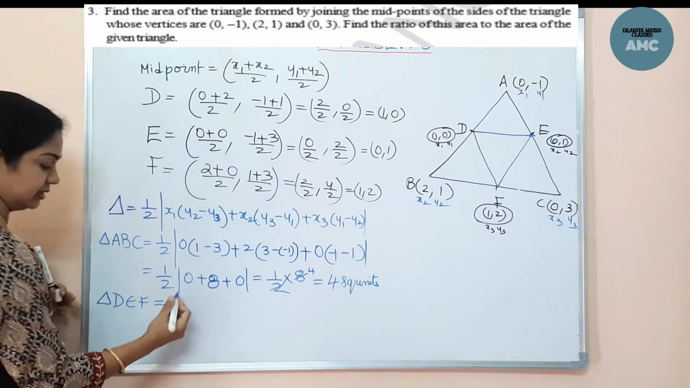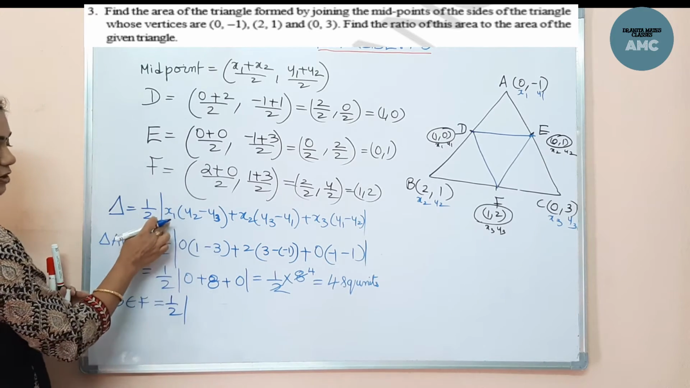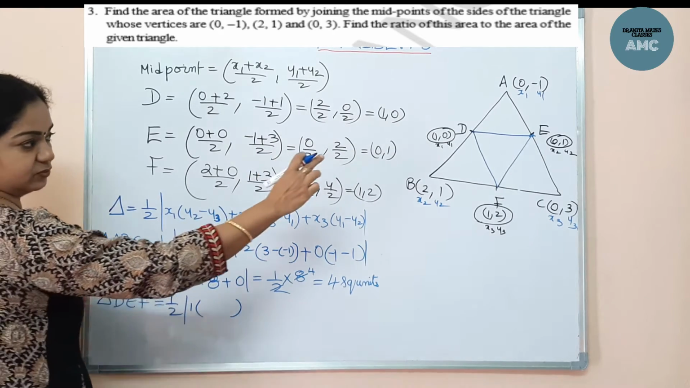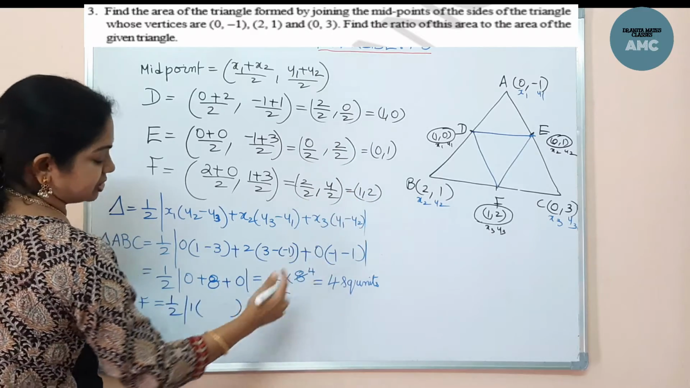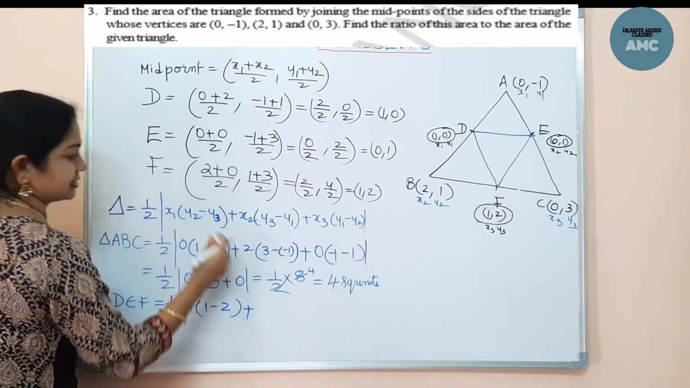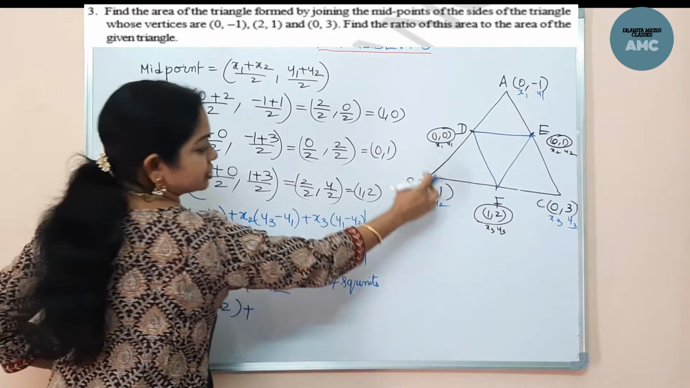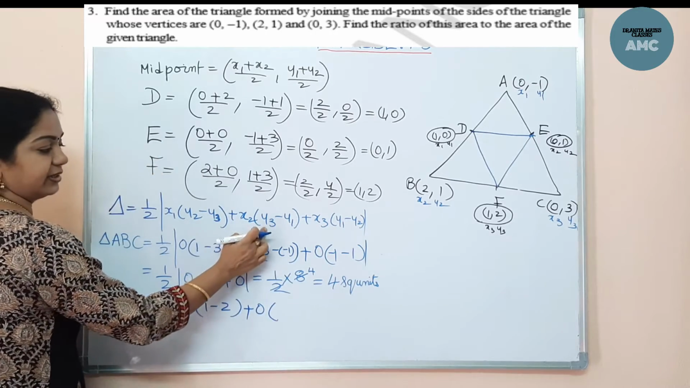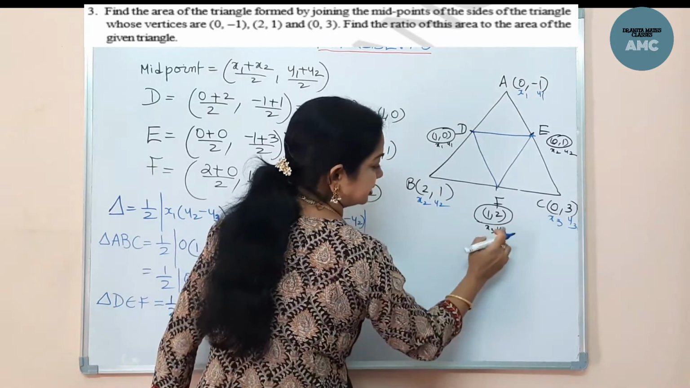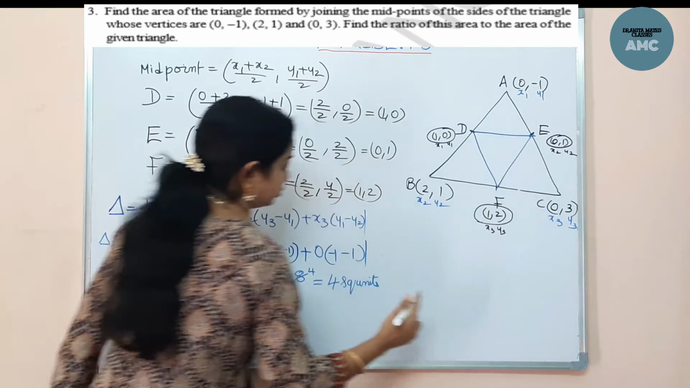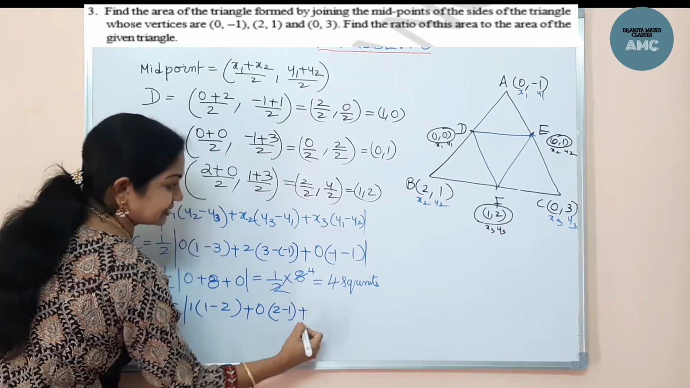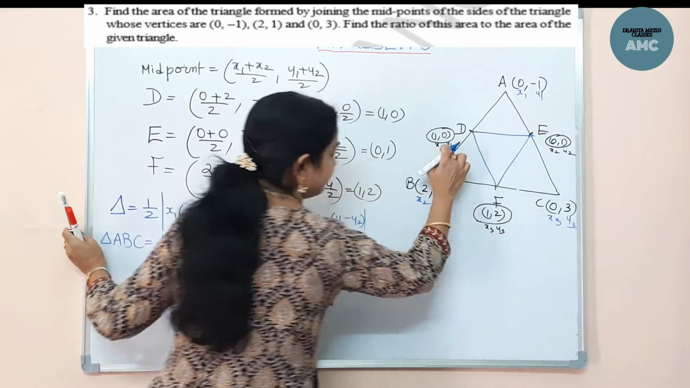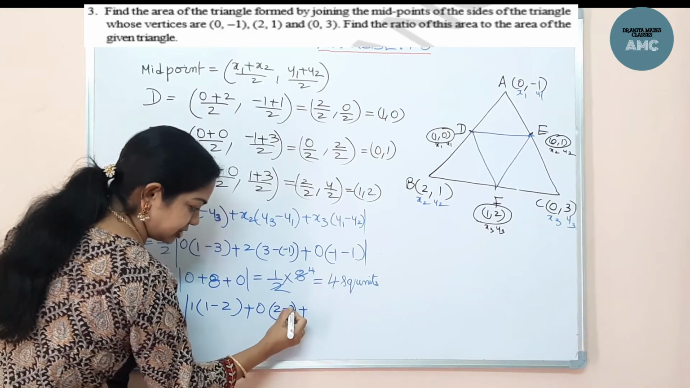We will substitute here half. Now this is the formula. x1 is here 1 into (y2 minus y3). What is y2? 1, and y3 is 2. So 1 minus 2, plus. Now the second one, x2. x2 is here, see the black ones. x2 is 0 into (y3 minus y1). y3 is 2, y1 is 0. So I have written y2 here by mistake. Make this correction. This is 0.